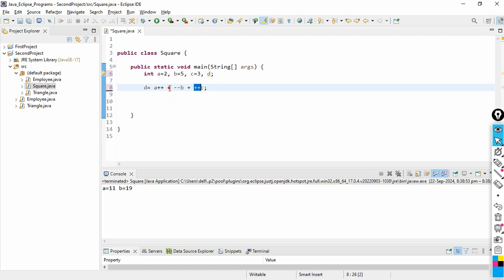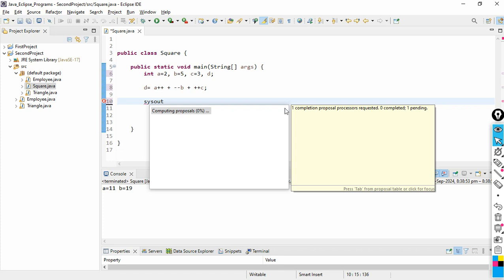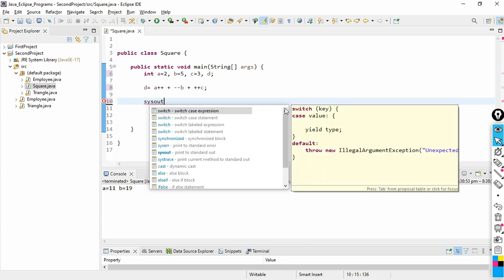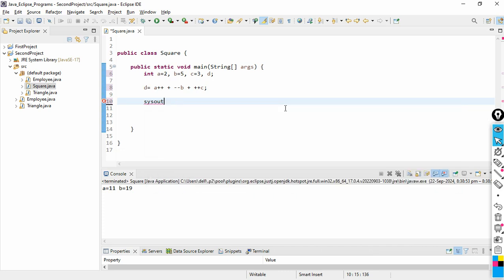This plus and minus minus, that is good. Then only we can understand very easily. So what is the value of sys out? Let's say, what is the output? Let me type, otherwise the IntelliSense is taking more time. System.out.println.